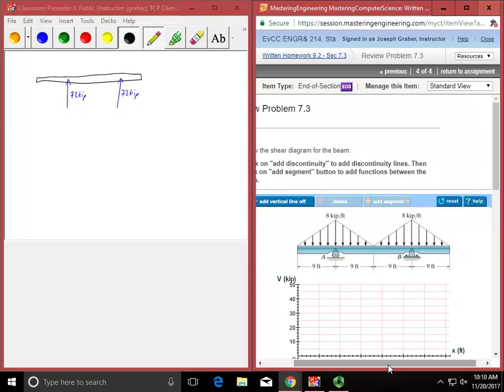Great, and then we have our distributed loads, which go up like this, and down, and up, and down. Okay, so there is my free body diagram. I don't think there are any moments or anything like that.